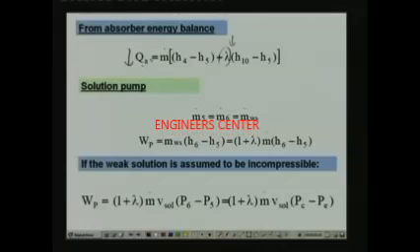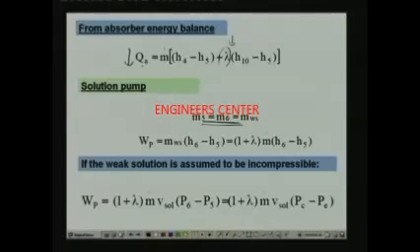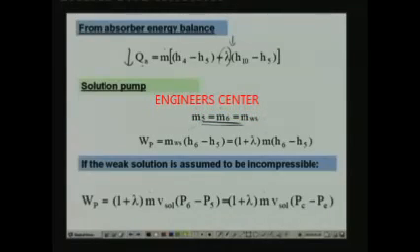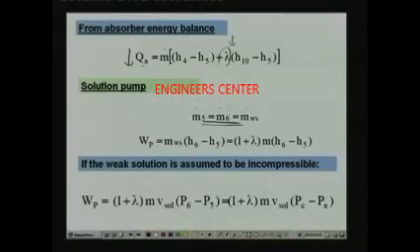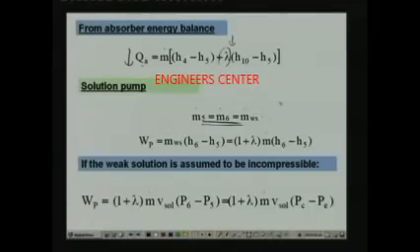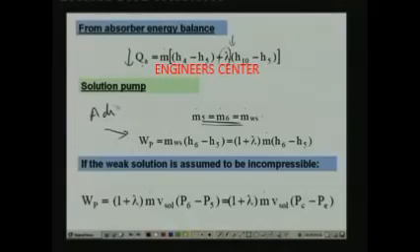Okay, now we can also apply mass and energy balance across the solution pump. It's very easy. Only a weak solution enters the solution pump and it leaves the solution pump. So m dot 5 is a weak solution entering into the solution pump, and m dot 6 is a weak solution leaving the solution pump. Okay, so this is the mass balance. And what is the energy balance? We assume that this is adiabatic. Okay, adiabatic means there is no heat transfer, right?